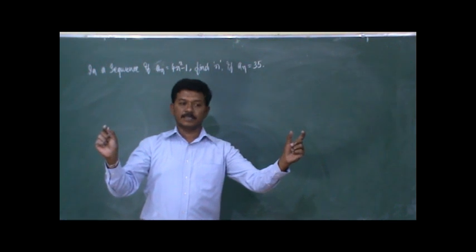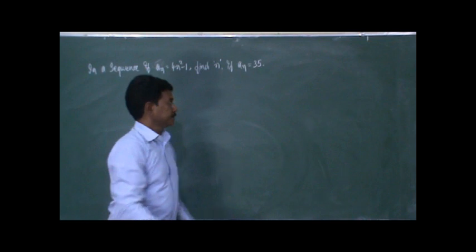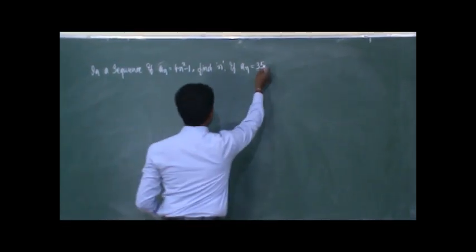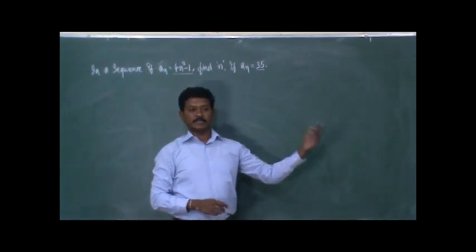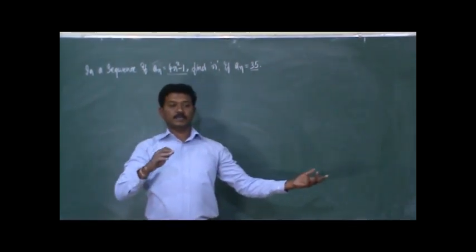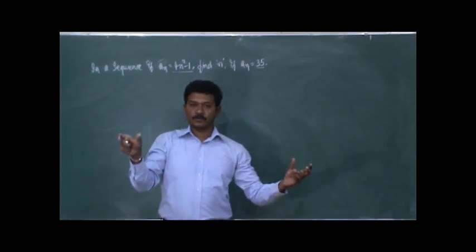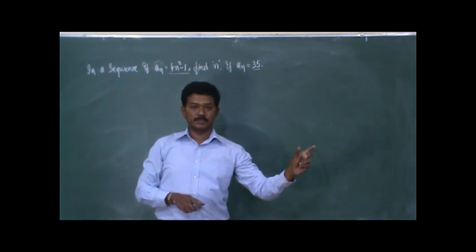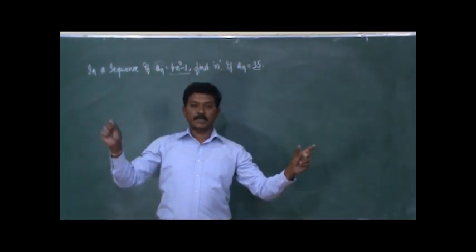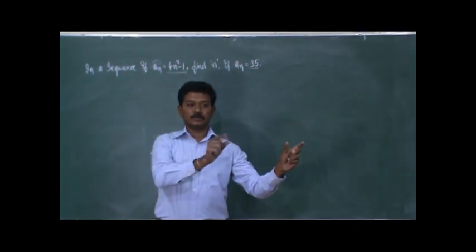So in this problem we have to find out, if the nth term of the sequence is 4n square minus 1 and the nth term is 35, these two are equal. 35 is equal to 4n square minus 1 because 35 is the nth term, and 4n square minus 1 is the general form of the sequence. So we can take 4n square minus 1 is equal to 35.